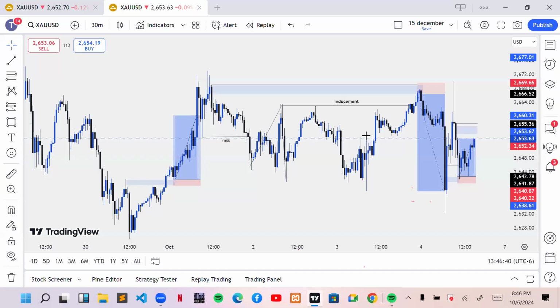So like I said, the inducement is the first valid pullback that the market makes after a shift in market structure or a break of structure. That is what your inducement is. That is what I use as my liquidity.